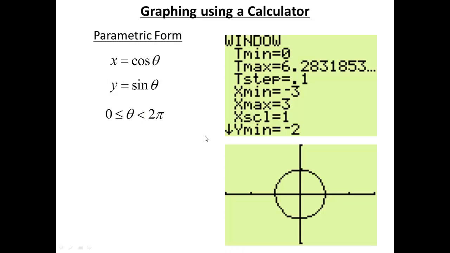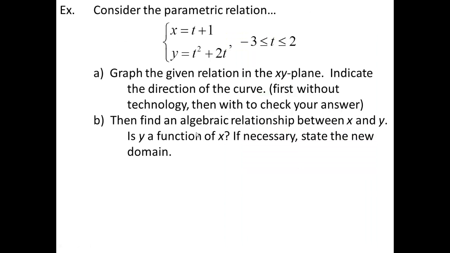Alright, let's keep going. Now what we want to do here is to graph a parametric equation. Here's the parametric equation: x equals t plus 1, y equals t squared plus 2t, on the parametric interval -3 to 2. Again, part A, we're going to graph the given relation in the xy plane because parametric functions are graphed in the same plane that regular Cartesian functions are graphed. We do it in the xy plane because we have an x value and a y value. The difference is parametric is based on an input value of t, but that t value is not actually part of the graph. The t value just tells you where to put the graph, not what the graph looks like.